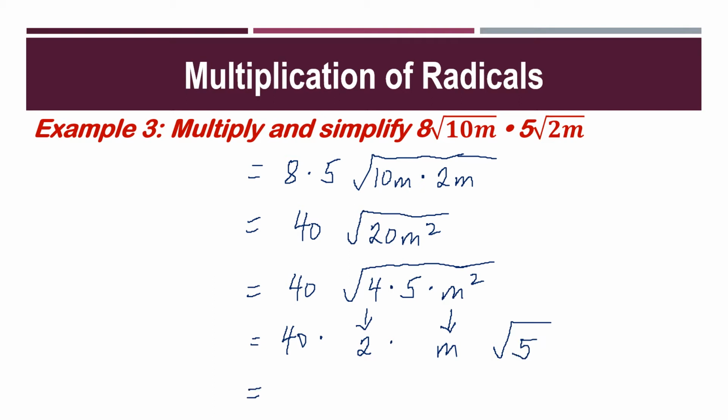For our final answer, we have 40 times 2, 80, m square root of 5. This is now the product.